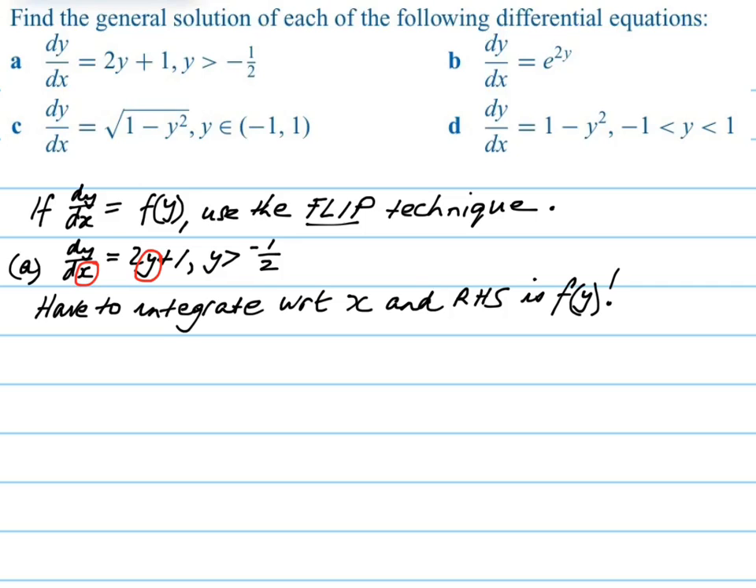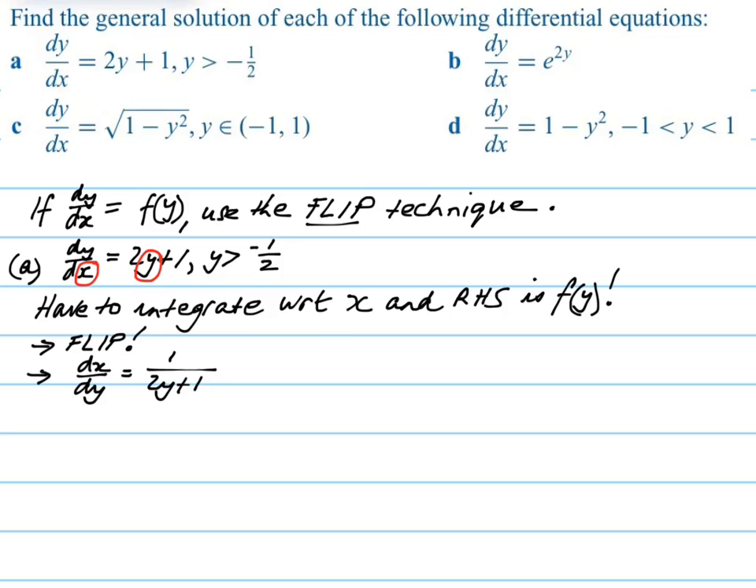So we have to find a workaround, and it's the cleverest little workaround you ever saw. You simply flip. That's right, you flip. You turn the whole thing upside down. You take the reciprocal of both sides, and you get, therefore, dx/dy is 1 over 2y plus 1.